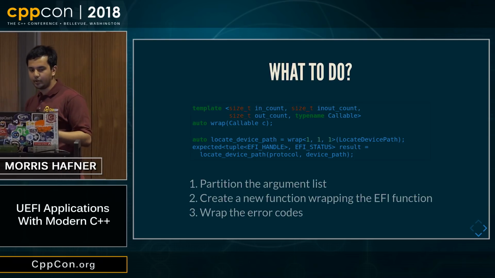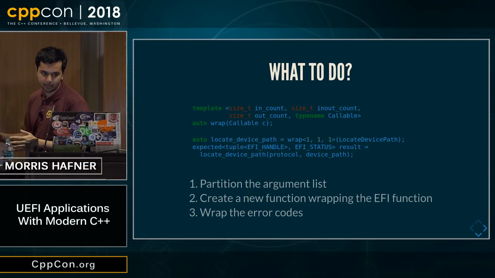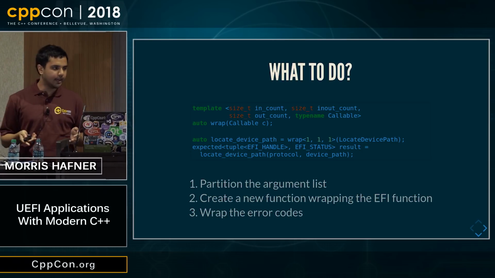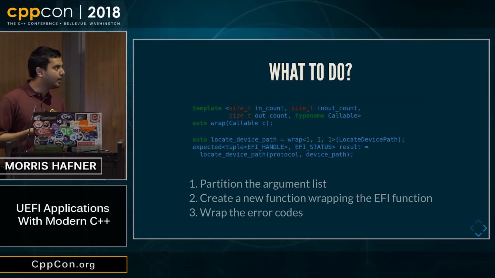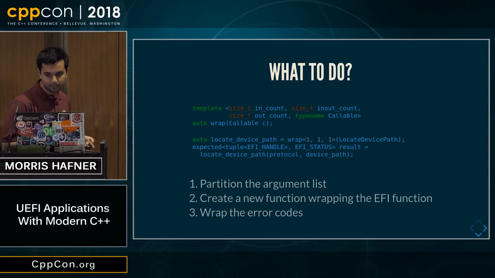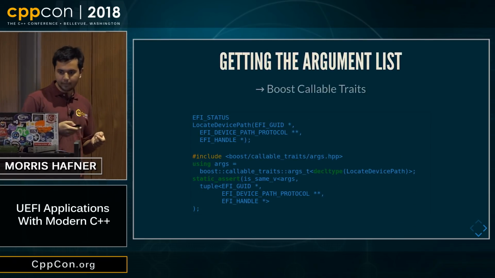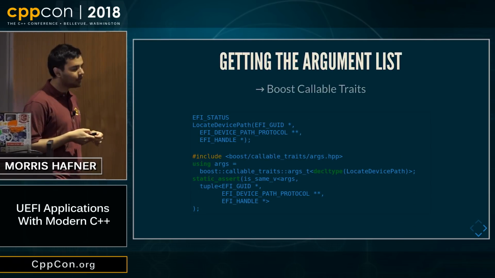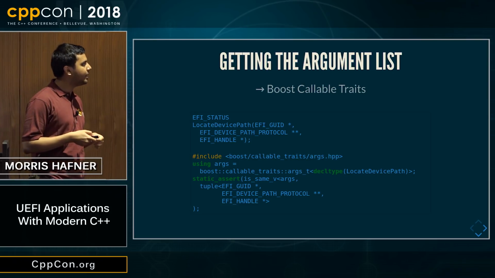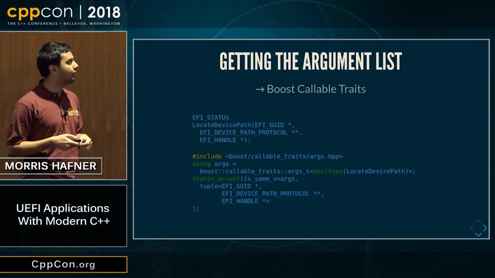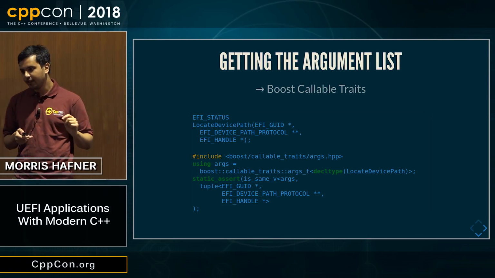So I have my input arguments, the mutable arguments, and the output arguments separately. And then I can finally create my init function, and then we can add some error handling to that. For the first step, we need to get the argument list. My advice is don't bother with it, just download Boost callable trace and use that instead.